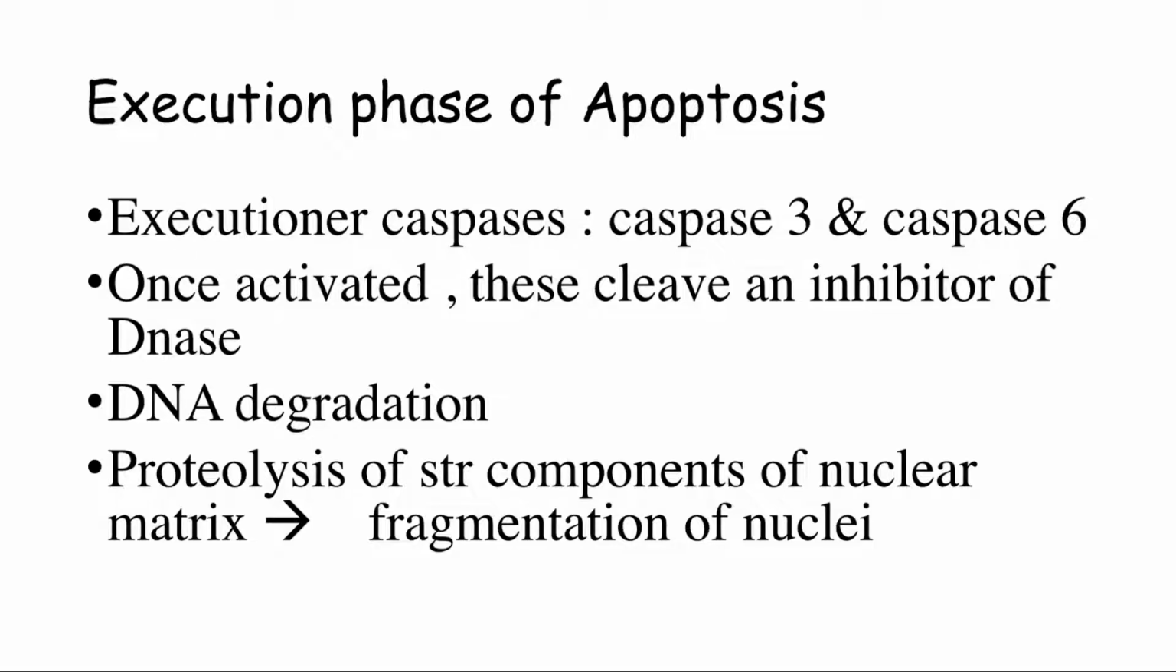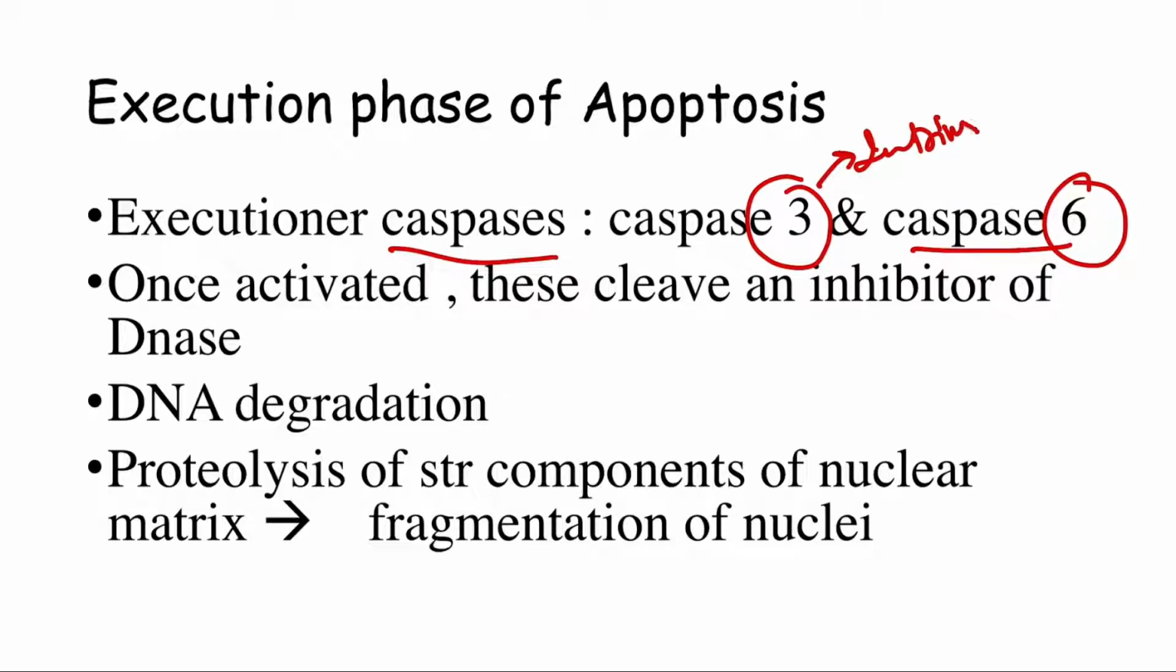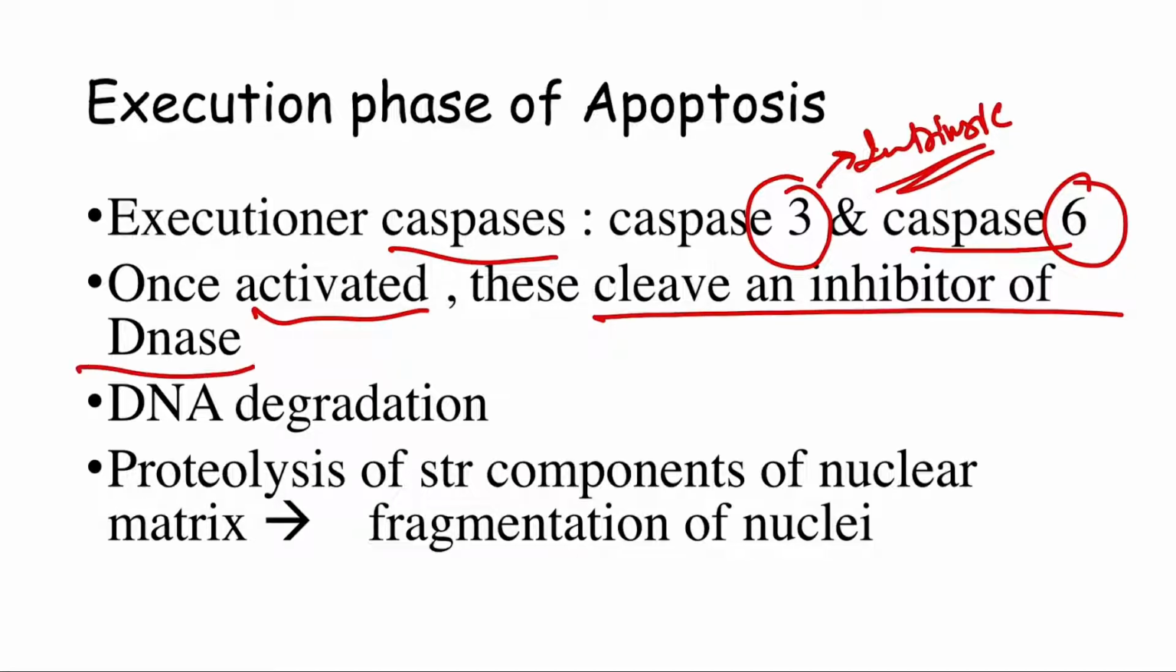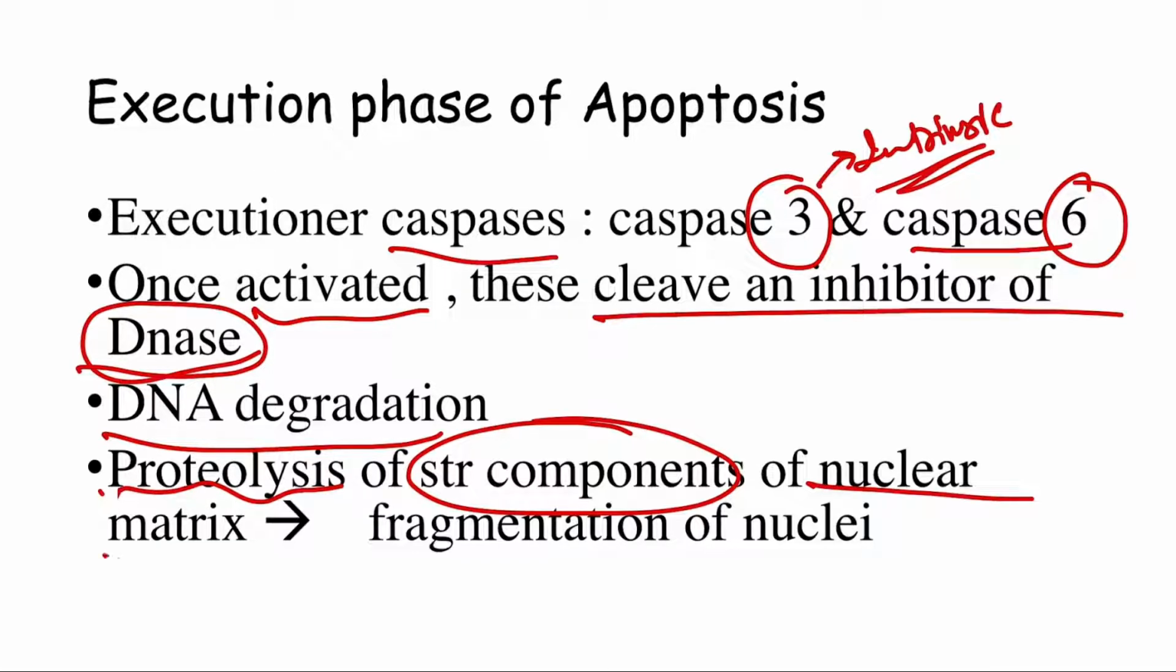So what is the execution phase? Executioner caspases are caspase 3 and caspase 6. Caspase 3, as we saw in the intrinsic pathway, once activated, cleaves an inhibitor of DNase. If the inhibitor of DNase is cleaved, then there will be DNA degradation. Also, it causes proteolysis of structural components of the nuclear matrix, leading to fragmentation of nuclei.